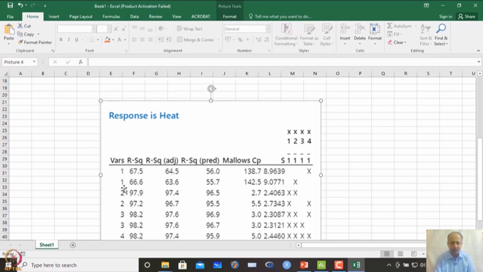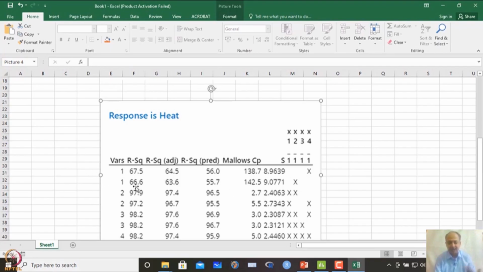So, the first two is giving you the best model. If I include x4, that is giving me a high value of r square adjusted over here, and a high value of r square also over here, and this is the best model with one variable that is selected, and the summary of that is given over here.